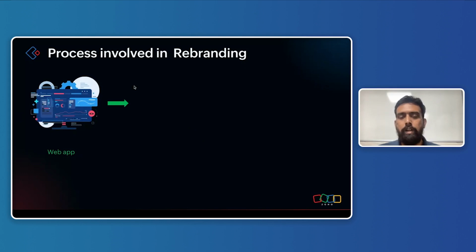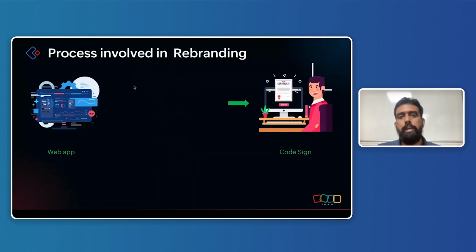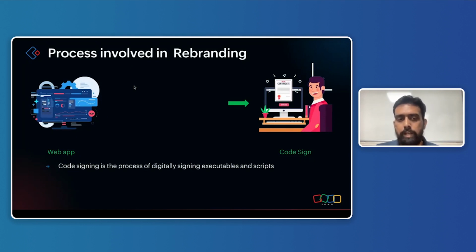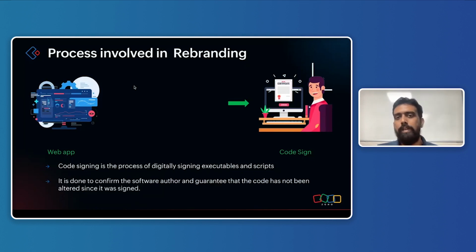Now, in the process of rebranding, as you all know, the first step would be to develop a web app, right? Once you develop a web app in Zoho Creator, you'll be able to use that web application on mobile directly. For you to do that, you need to have the code signing process done. Now, what is code signing? You need to know what the process of code signing is. Code signing is a process of digitally signing executable scripts that are used to develop the mobile application. Now, why are we doing this?